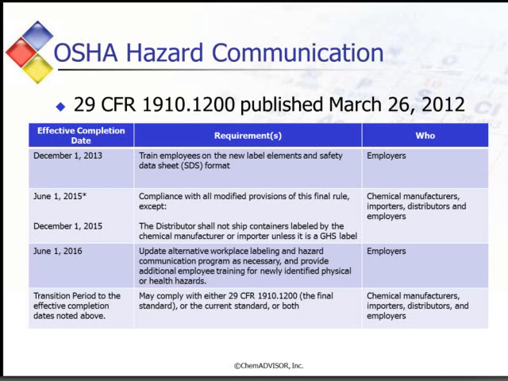December 1st, 2015, distributors have a little bit of additional time to update their labels for GHS, and alternative workplace labeling and hazard communication programs must be updated by June 1st, 2016. Through June 1st, 2015, during this transition period, employers and manufacturers may comply with either the previous standard requirements or the GHS elements, or both.